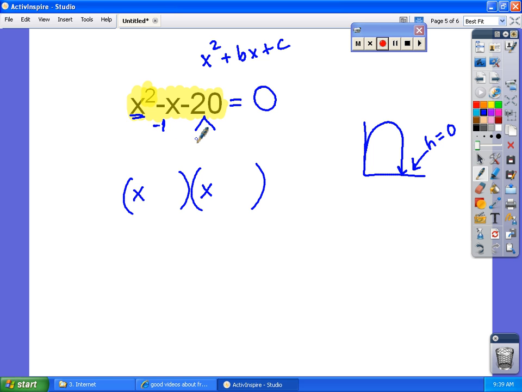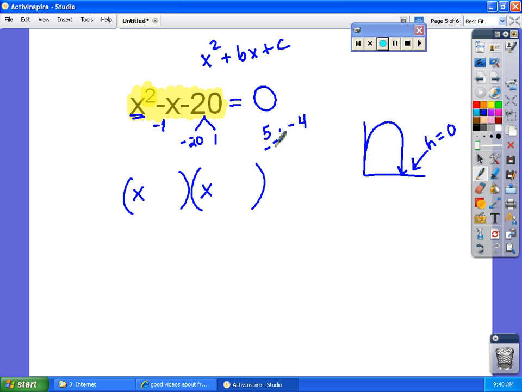So I think of all the things of how I get negative 20, like negative 20 and 1. Well, that doesn't get you negative 1. But how about positive 5 and negative 4? Well, those are factors of negative 20, but those do not add. When you add 5 plus negative 4, you do not get negative 1, you get positive 1.